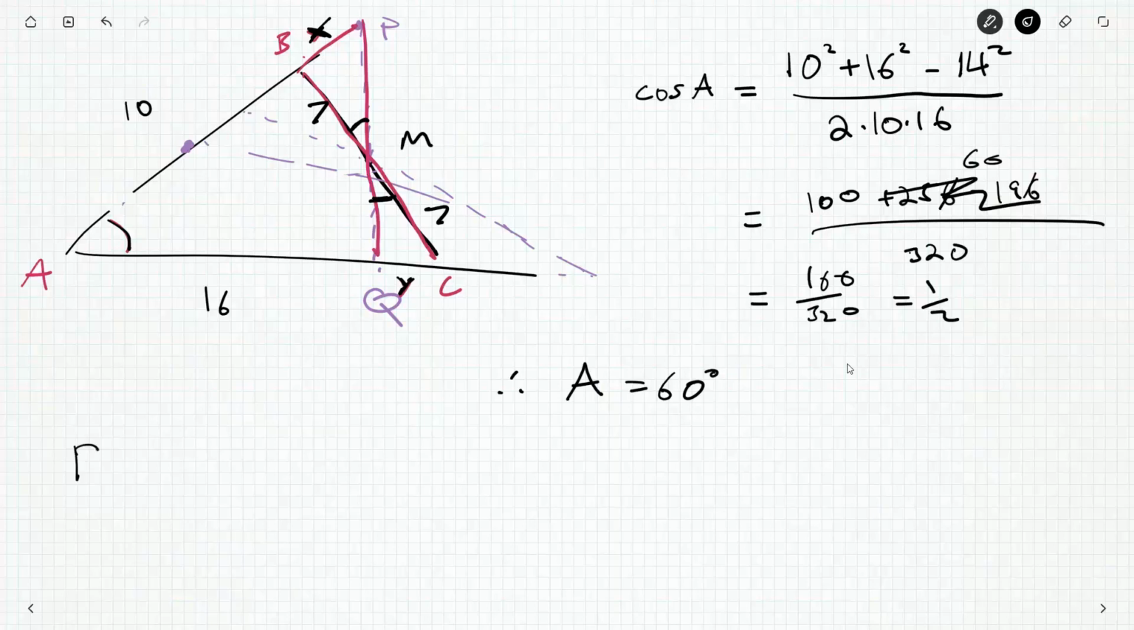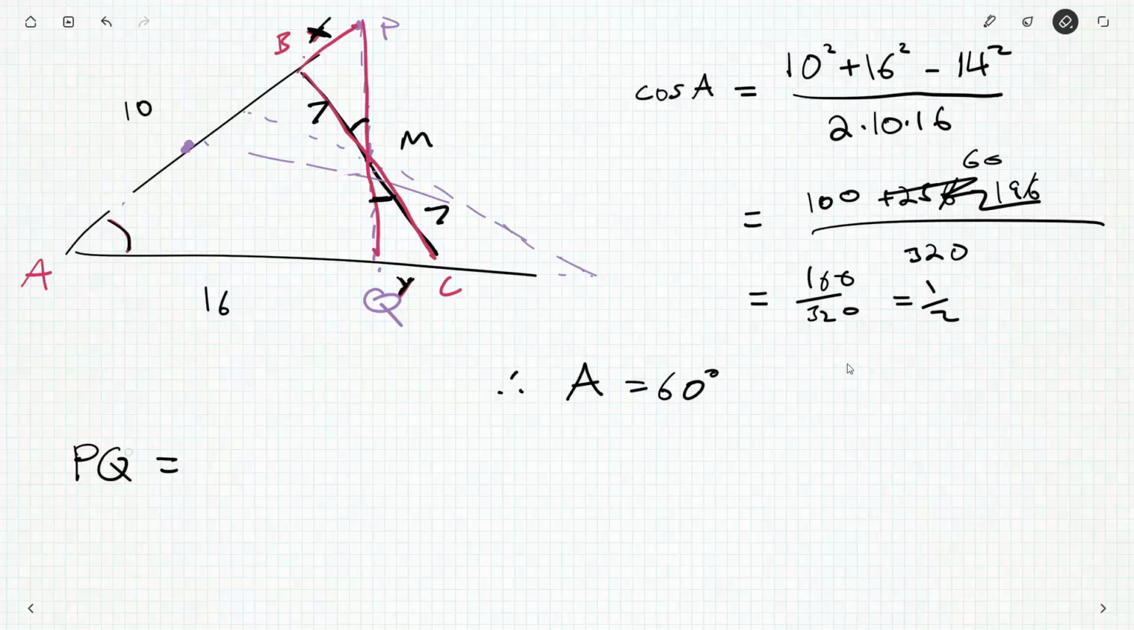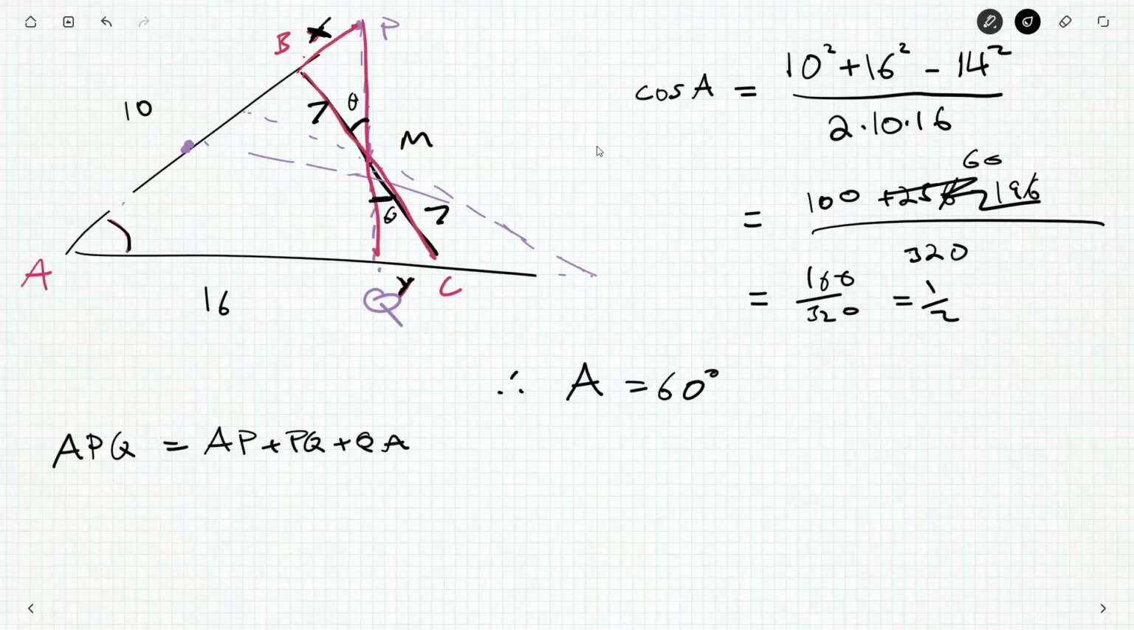And then what could we say? We could say PQ is going to be... What if instead of calling that x, I call the angle in here theta? We can do things in terms of theta, right? Maybe. That would have to be theta as well. So the perimeter of APQ would be AP plus PQ plus QA, which, depending on our choice of theta, we can work out.